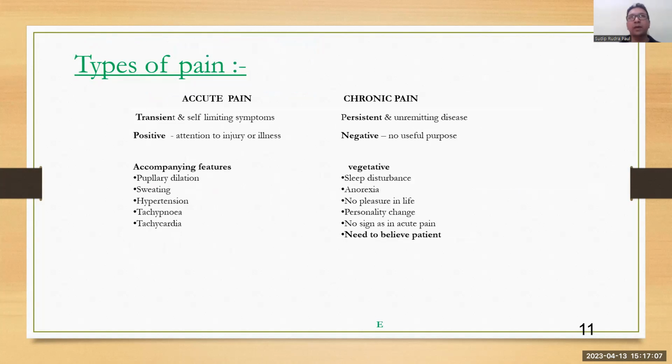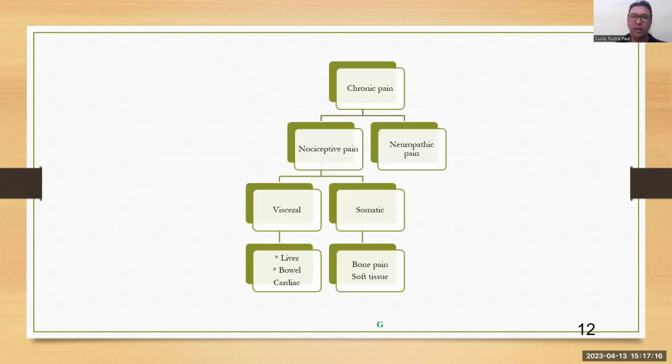But here in palliative care, we provide palliative care for patients who have chronic illness, so most of them have chronic pain. If we define chronic pain, there are two types: nociceptive pain and neuropathic pain. Nociceptive pain, again, we can divide into visceral and somatic. Somatic is the covering tissue, our skin, muscles, these are the covering tissues of our body structure. Whenever there is any cut or something like an ulcer, it may be somatic pain.